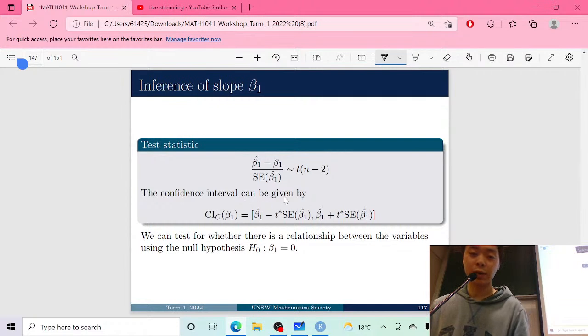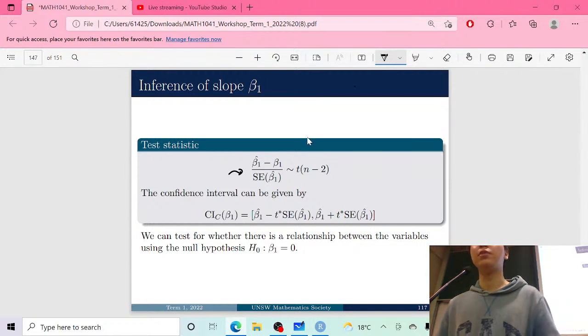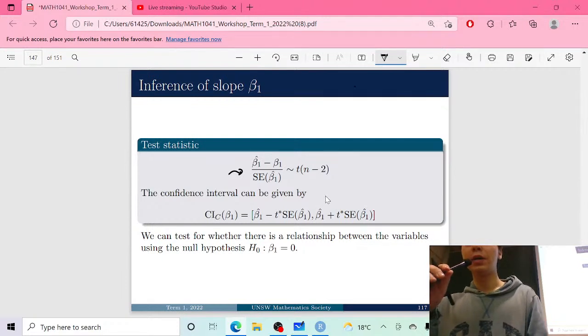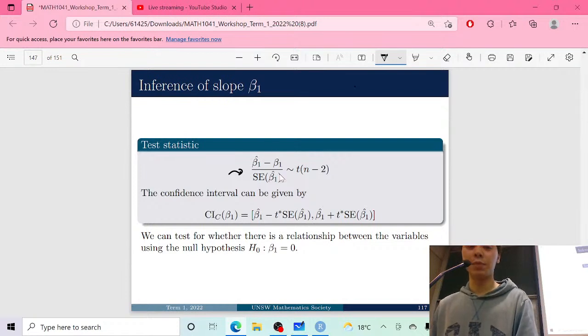And pretty much the last thing we want to look at is we can make inferences about a slope. So essentially, the idea here is that you can standardize this, and by standardizing it, you get that this actually follows a t-distribution with n minus 2 degrees of freedom. And then you can construct the confidence interval for this as well. By using this, we can also compute the hypothesis test to determine whether there is a relationship between these variables here.